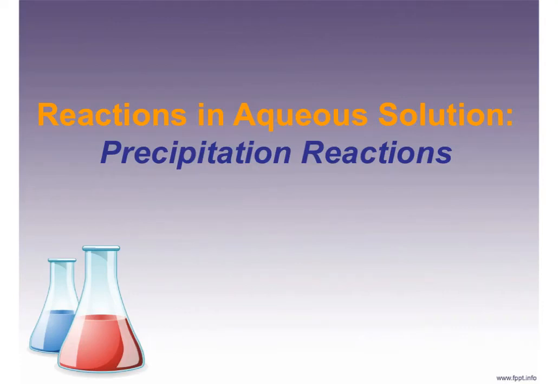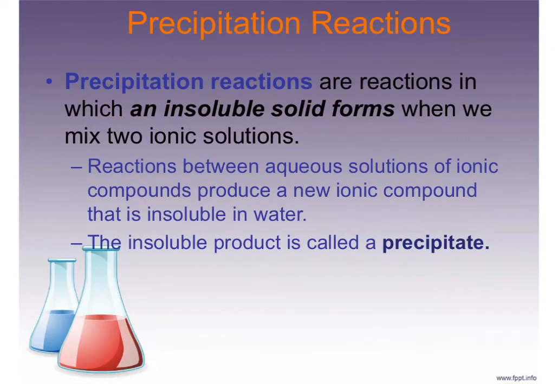This is a continuation of Chapter 8, Reactions in Aqueous Solution, and this PowerPoint is about precipitation reactions. A precipitate, which you might already be familiar with, is simply a solid that doesn't dissolve, an insoluble solid. It's relevant to this PowerPoint because there's a type of reaction called a precipitation reaction in which you mix together two ionic compounds and they form at least one insoluble solid ionic compound.